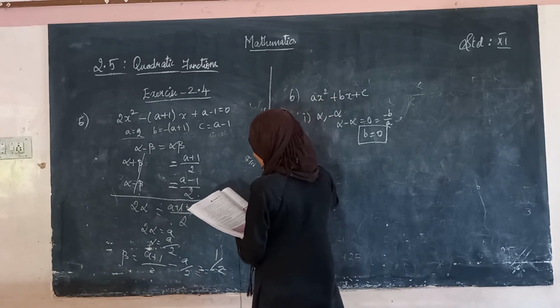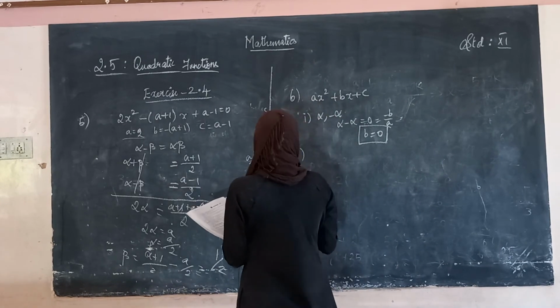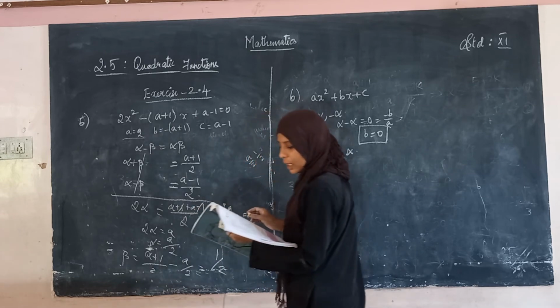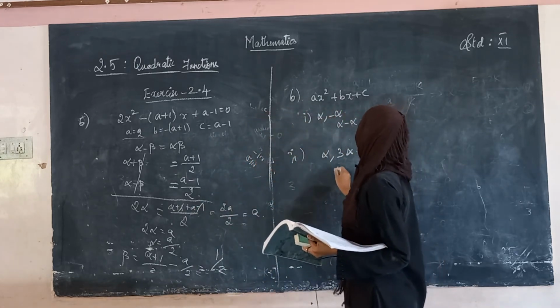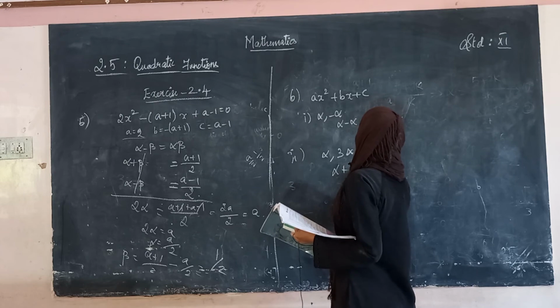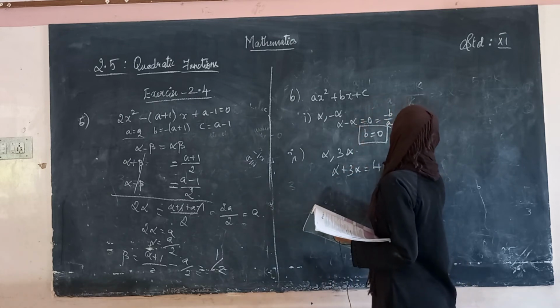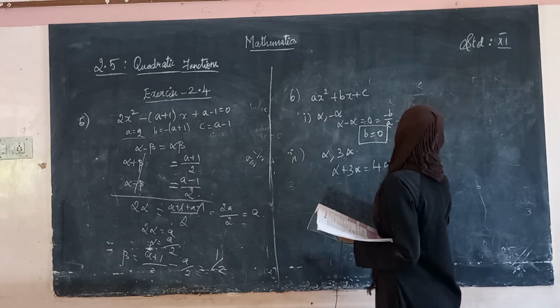And then the second condition is thrice the other. Thrice the other means alpha comma 3 alpha. Alpha comma 3 alpha. First, the sum of the roots: alpha plus 3 alpha, that is 4 alpha, is equal to −b divided by a.